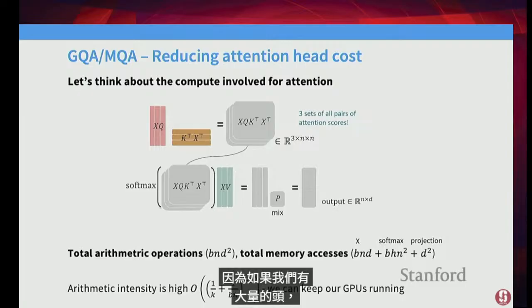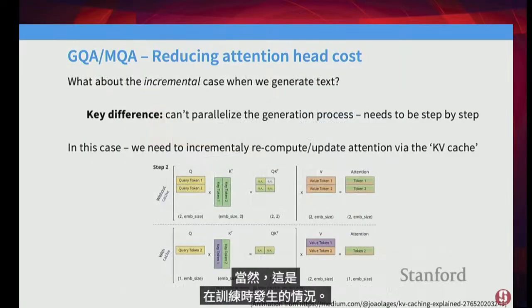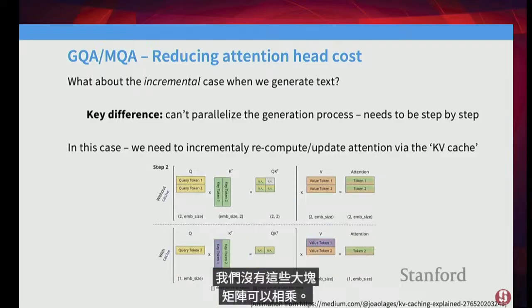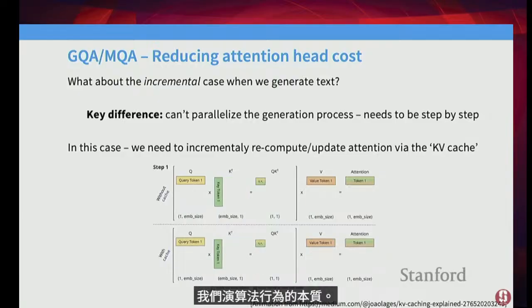Because if we have a large number of heads, a large batch size, and a large sequence length, those are all going to be good large numbers. Of course, this is what happens at training time, right? So the issue is that at inference time, we do not have these big chunky matrices to multiply together. And so that's going to really change the nature of the behavior of our algorithms.